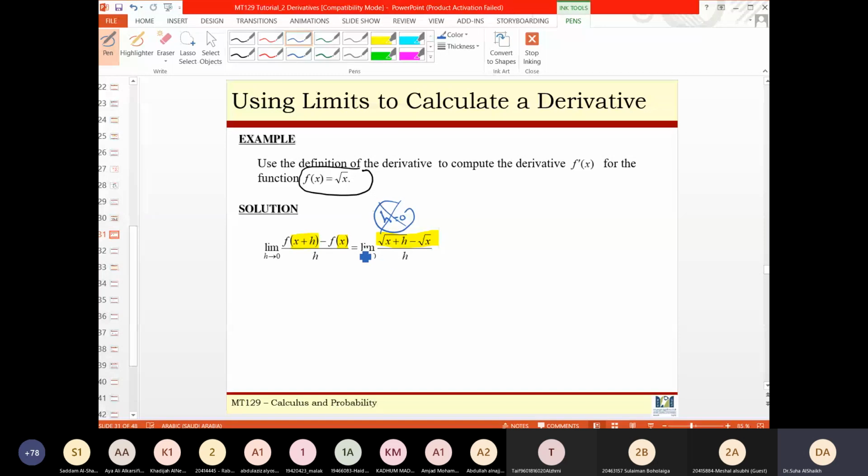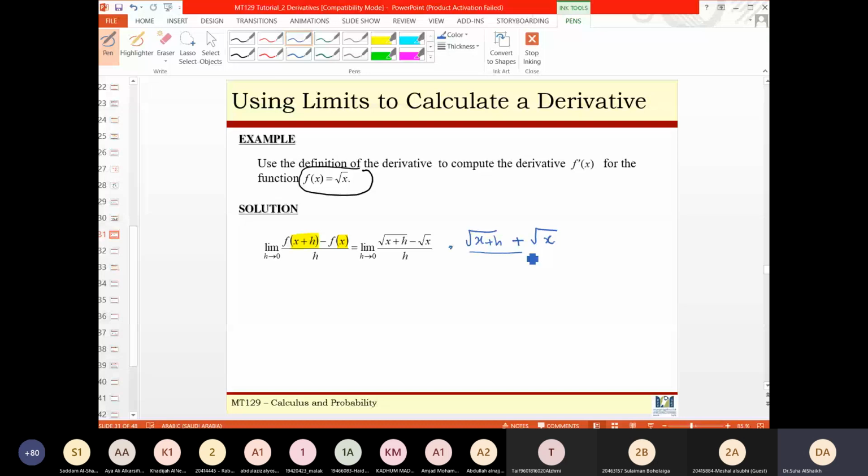We multiply with the conjugate. In Arabic we call it the conjugate. Okay, you remember this? Do you remember what the conjugate means? What's the conjugate of the root of x plus h minus root of x? It is actually the root of x plus h plus the root of x. This is the conjugate. And of course, when we multiply with it, we have to divide with it. We divide again with the root of x plus h plus the root of x.